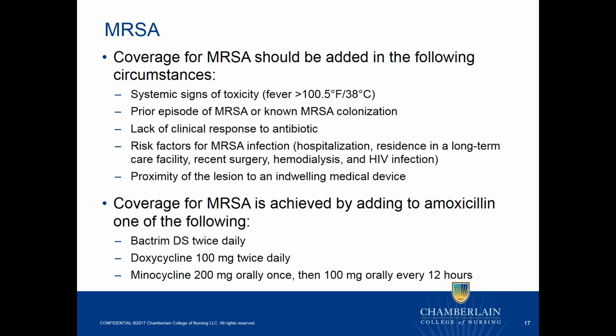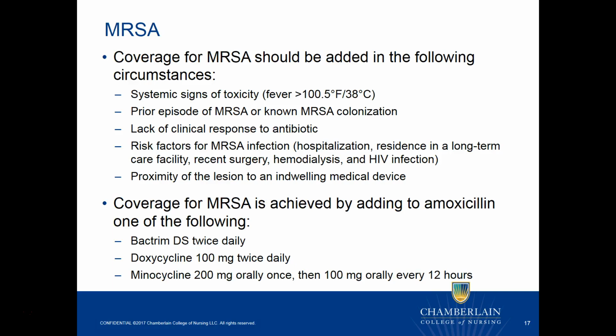Coverage for MRSA should be added in the following circumstances: systemic signs of toxicity, such as fever over 100.5 degrees, prior episodes of MRSA infection or colonization, lack of clinical response to an antibiotic regimen that does not include activity against MRSA, and presence of risk factors for MRSA infections such as recent hospitalization, residence in a long-term care facility, recent surgery, hemodialysis, and HIV infection. Proximity of the lesion to an indwelling medical device is another risk factor for MRSA.